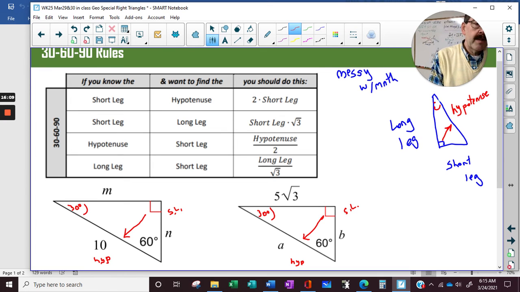So let's do that. There's your 30, and there's your 60, right? Because the wider the angle, the bigger the side, right? All right. Long leg, yep. Long leg, long leg. Okay, now, we got to get started. This is a hypotenuse. They gave us the hypotenuse. Boom. We want the short leg.